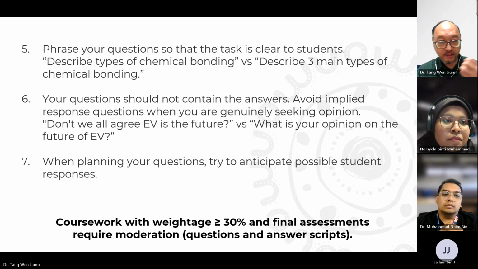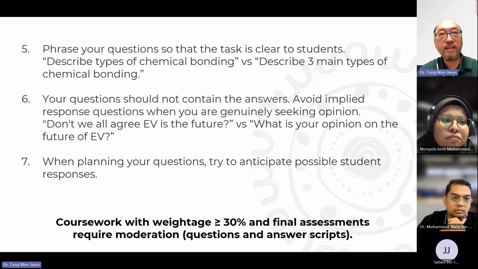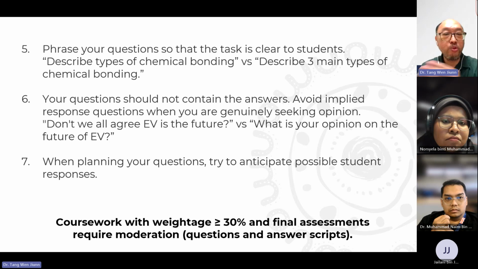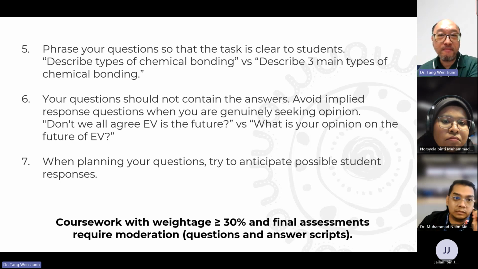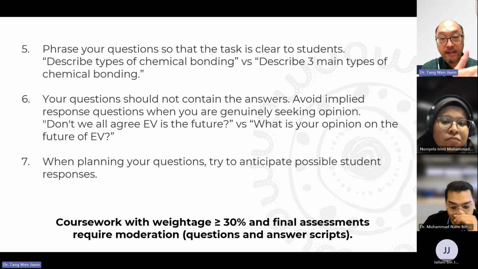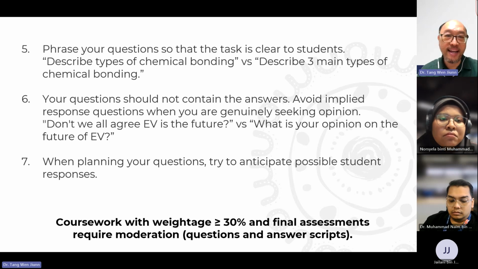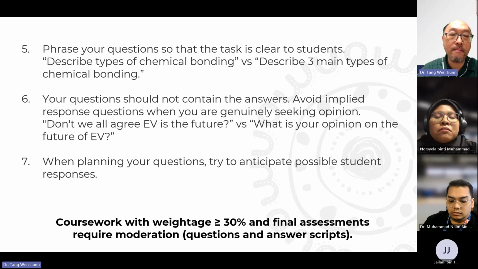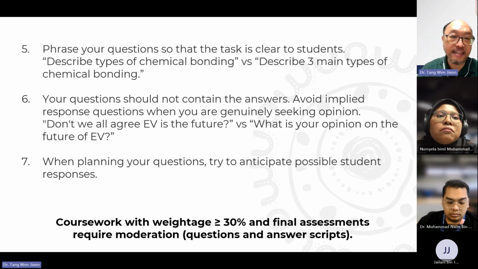That question itself is leading them to agree with the statement. The so-called weaker students, if they see this question, will go towards positive because you have the word 'agree' there. Compare with the second question: what is your opinion on the future of EV? That makes them think, is it good or bad? So this is an example of a question that has hints in it.